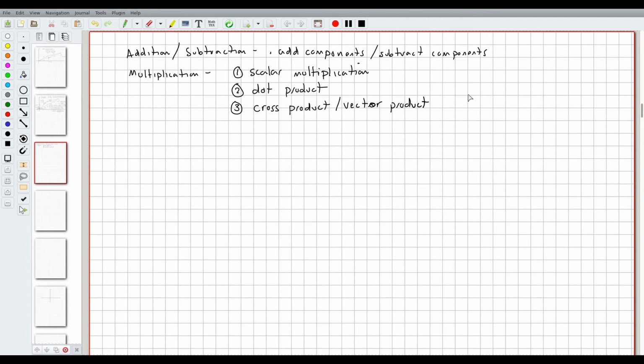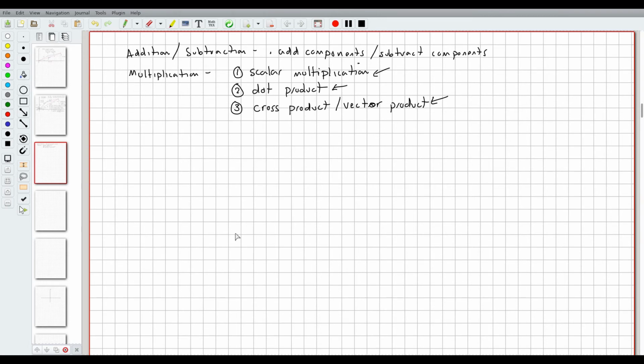Now, in terms of easiness, this is the simplest one, this is the next simplest one, and this is the most complicated one. What type of multiplication do you need to use? Well, the situation that you're dealing with will tell you that. But before we get to that, let's try to develop a geometrical, visual understanding of what's going on with these.